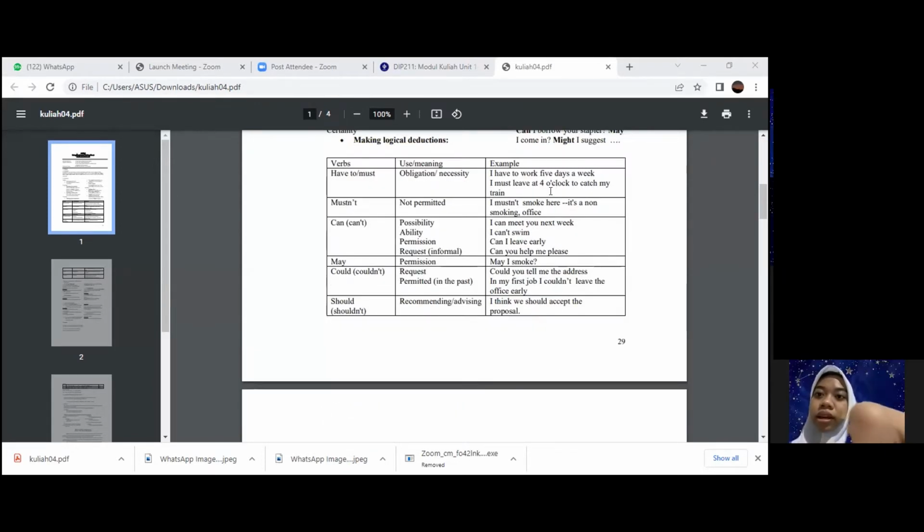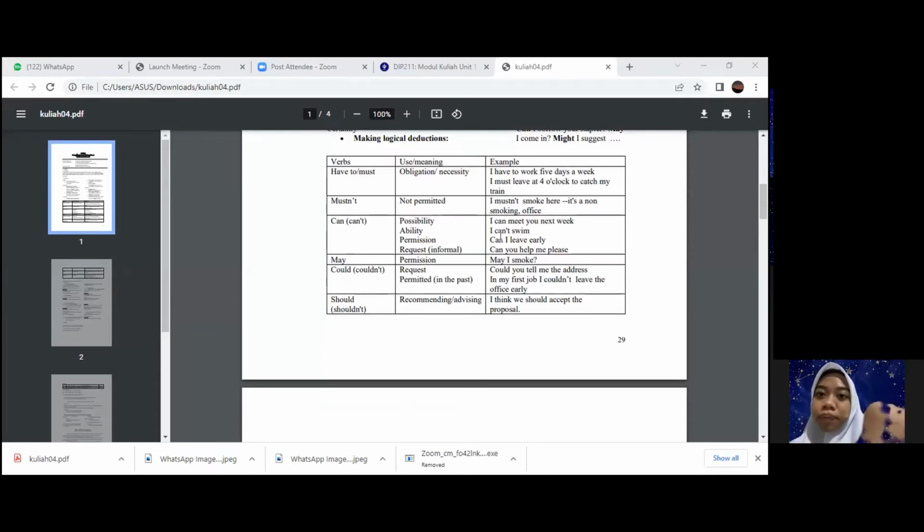Next, making logical deduction. Look at the table. Verbs have to, or must. Use or meaning, obligation or necessity. For example, I have to work 5 days a week. I must leave at 4 o'clock to catch my train.